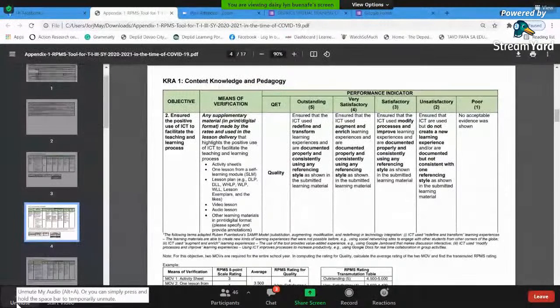Example, using Google Jamboard that makes discussion interactive. So, ang imo bang discussion sa imuhang lesson nagiging interactive ba? So, meaning naka-augment ta o naka-enrich. Imong rating ana 4. Okay, 4. Kung naka-modify lang ka, modify processes and improve learning experiences and are documented properly and consistently using any referencing style shown in the submitted learning material, ang imong rating 3.